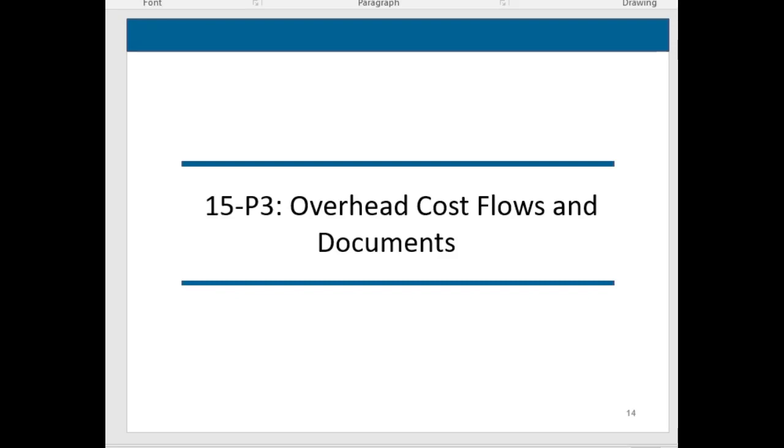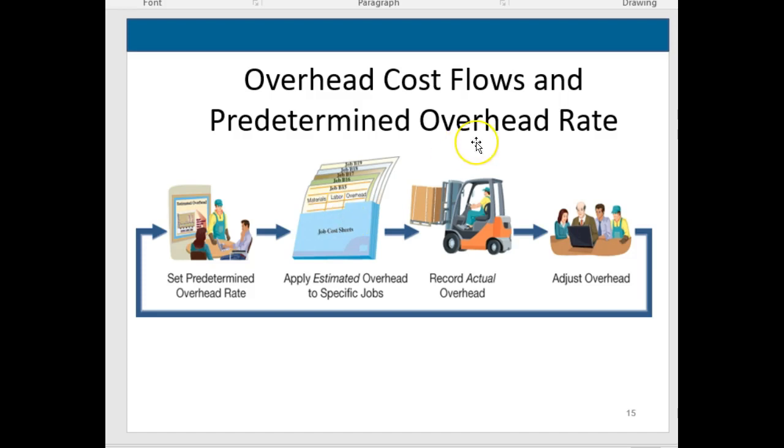Okay, now let's take up again with overhead cost. This is really kind of important to understand because you're going to have two types of overhead. You're going to have applied and you're going to have actual. So just keep that in mind. So we have to determine what the overhead is going to be before we actually know what the overhead is.